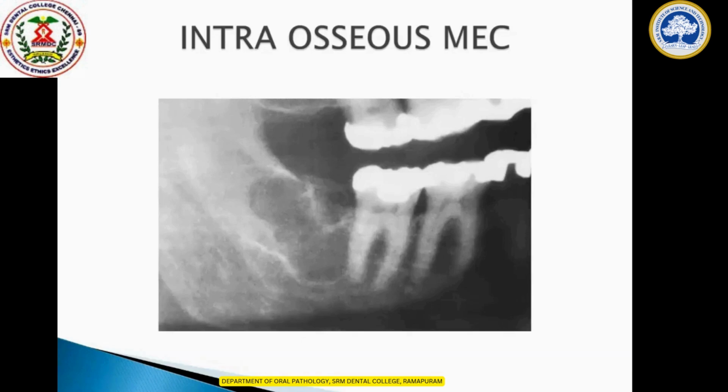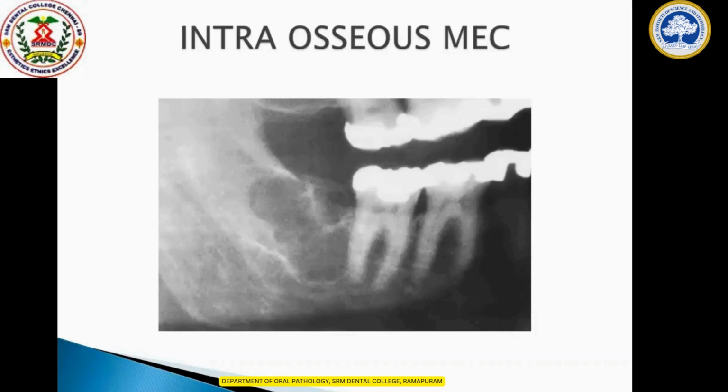But how come you have the salivary glands within it? So what they have told, the theory behind the occurrence of your intraosseous mucoepidermoid carcinoma, is that it can occur as a result of two things. One, ectopic salivary gland tissue which is seen within the bone. The second one, we already saw the odontogenic cyst. Some of the odontogenic cysts can undergo neoplastic transformation to give rise to your mucoepidermoid carcinoma.